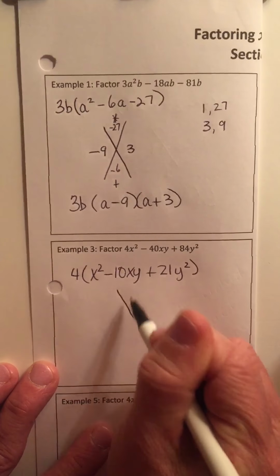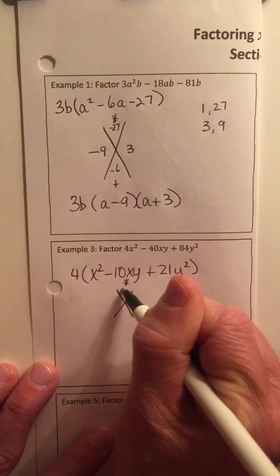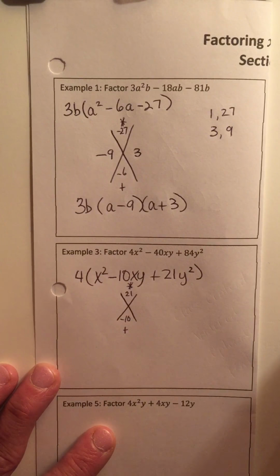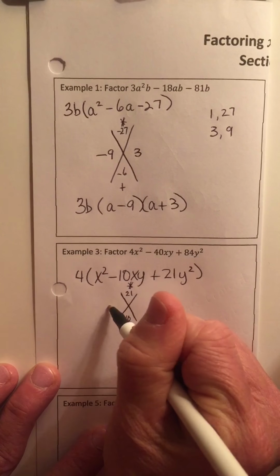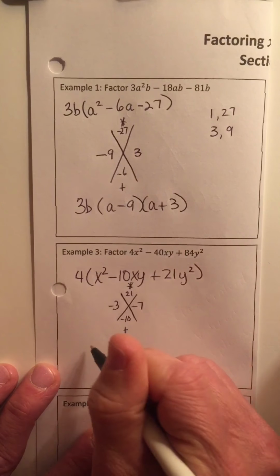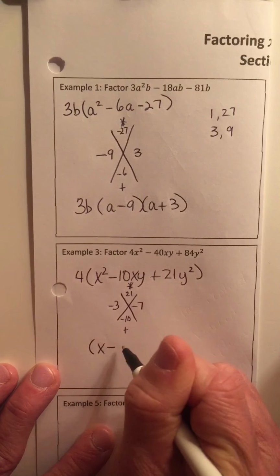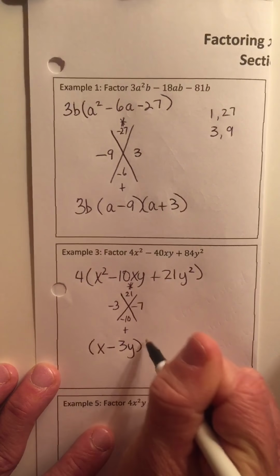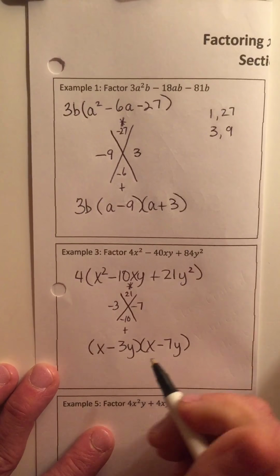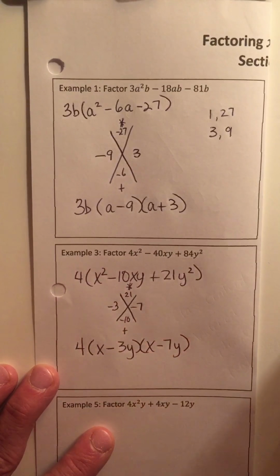So first let's figure out what multiplies to 21 and adds to negative 10. It's going to be negative 3 and negative 7. So our binomials are going to be x minus 3y times x minus 7y. And we need to multiply by the greatest common factor of 4.